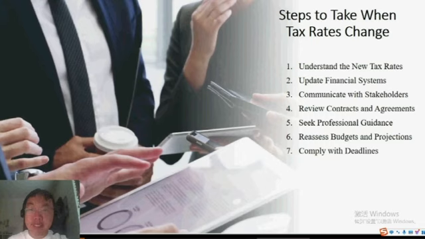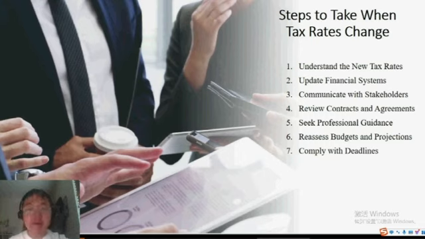Businesses should promptly update accounting software, payroll systems, and tax systems to reflect the new rates. Accurate systems help prevent errors in invoicing, payroll deductions, and tax filings, ensuring that tax compliance is met and that financial statements are accurate. Employees, customers, and suppliers must be informed of the impact of these changes. For instance, higher tax rates might increase product prices or reduce disposable income, which can affect demand and cash flow.